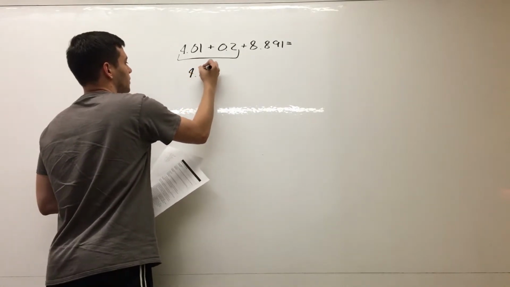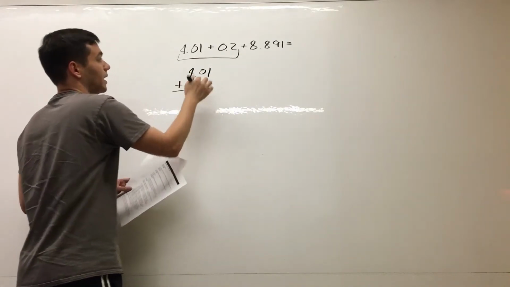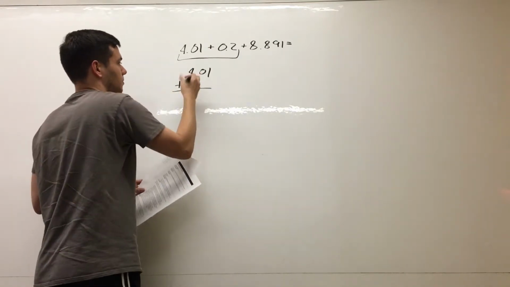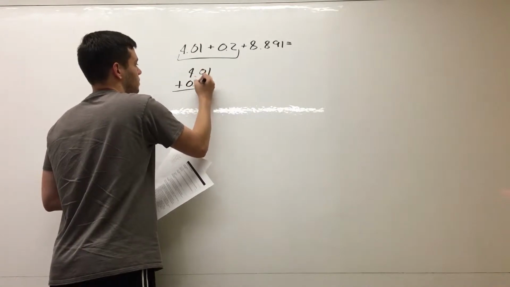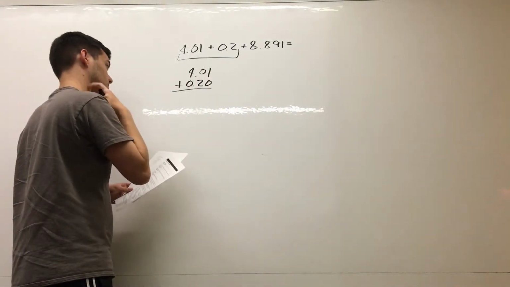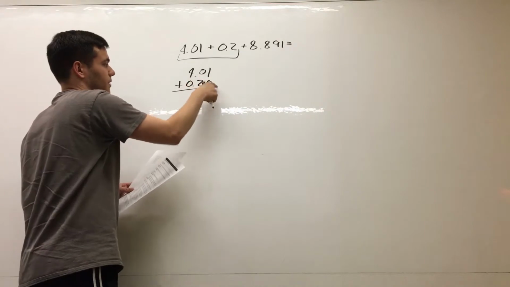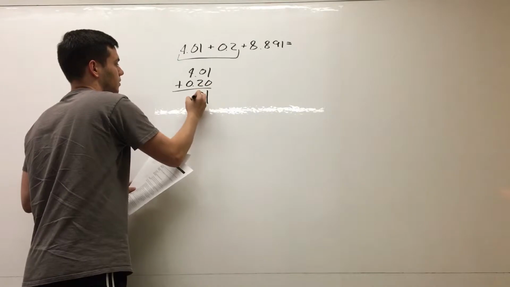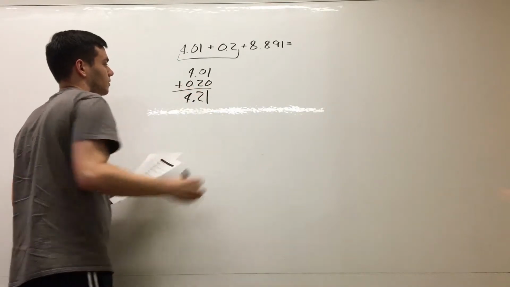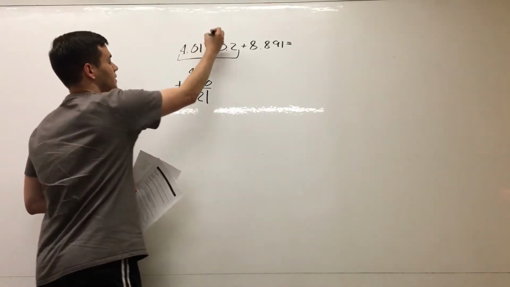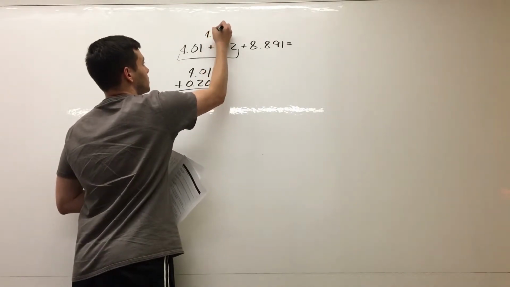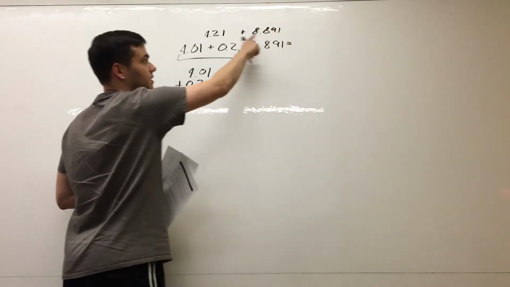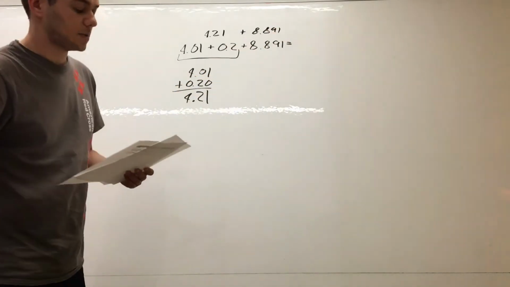So 4.01 plus, again, the only new rule with decimals is just line up the decimal point. So 0.20. And I put in a 0 because 2 fell into place. So add just like you normally would. 1 plus 0, 0 plus 2, and 4. Alright, so this part is 4.21 plus 8.891. So just don't forget to go back and do the rest. That's a common mistake with these.